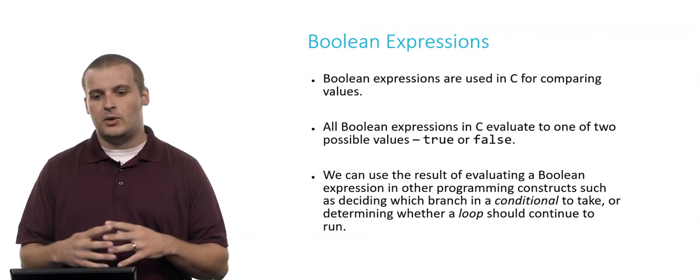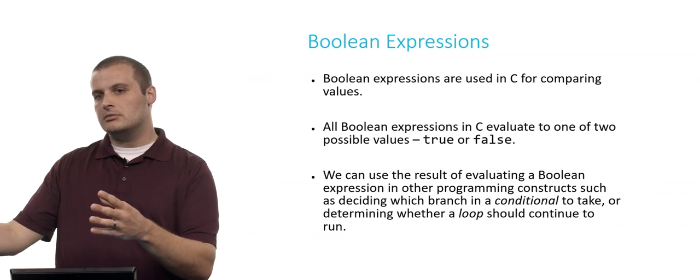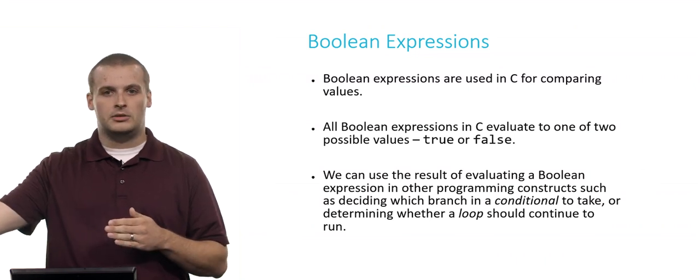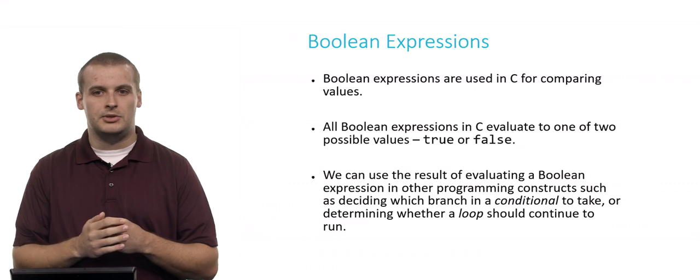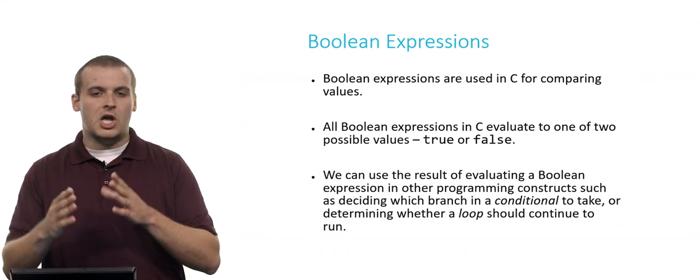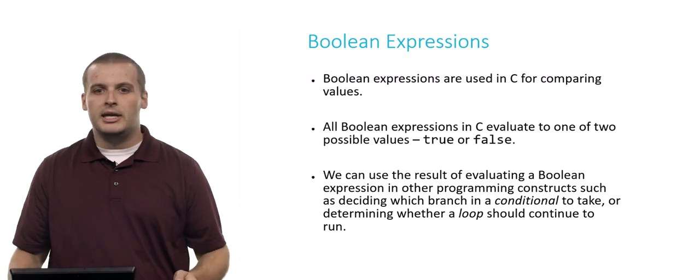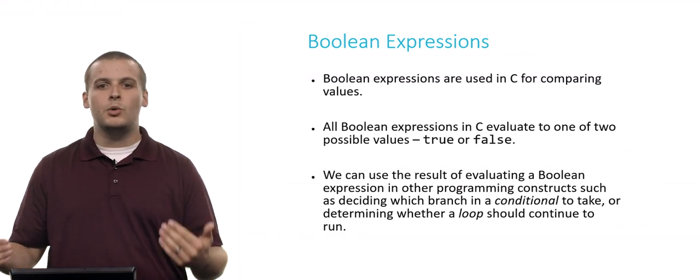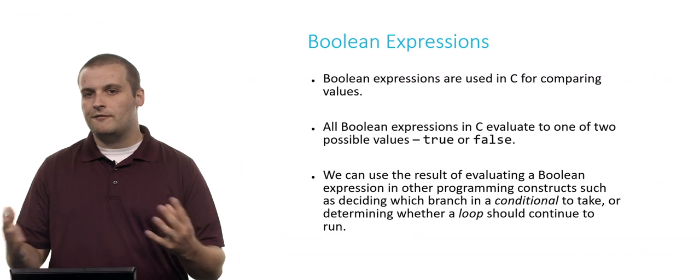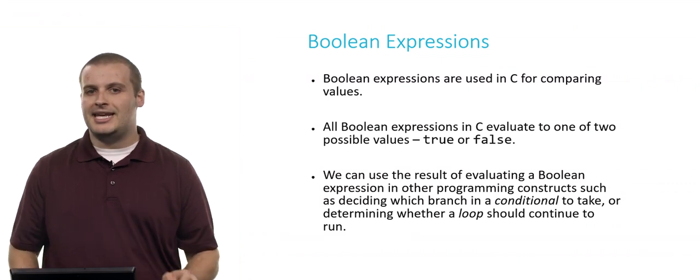For example, we might decide, well, if some condition is true, maybe I'll take this branch down my code, a conditional, so to speak, and we'll learn about those soon too. Or maybe, as long as this is true, I want to keep doing this over and over and over, a loop. In both cases, know that we're using a Boolean expression, a true or false, to decide whether or not to take a particular path.